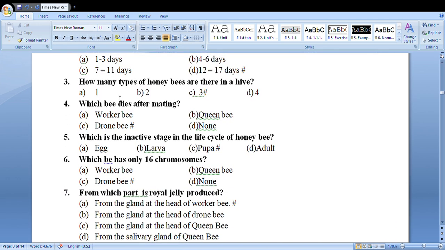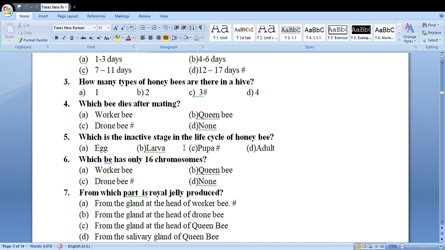Which bee dies after mating? Drone bee or male bee dies after mating. Sometimes a question may be asked, why does drone bee die after mating? Because after mating, its genital, reproductive parts as well as some other important tissues of the body are detached from the body, and so it dies after mating.